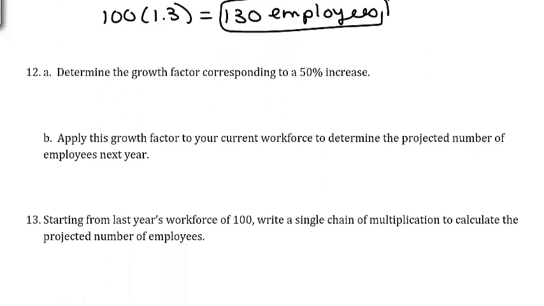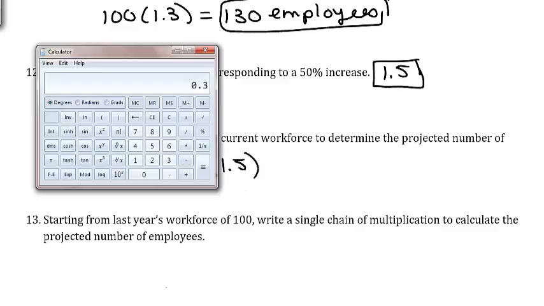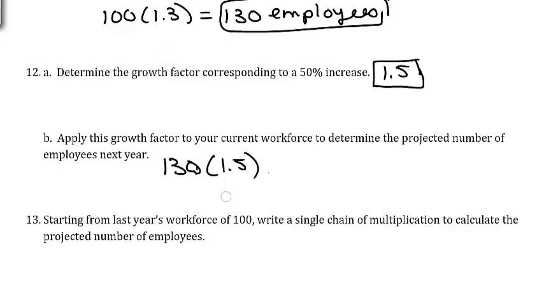Determine the growth factor corresponding to a 50% increase. That would be 1.5. Apply that growth factor to your current workforce to determine the projected number of employees. So we have 130 employees currently, and we multiply that by the 1.5 growth factor. And it gives us 195 employees.